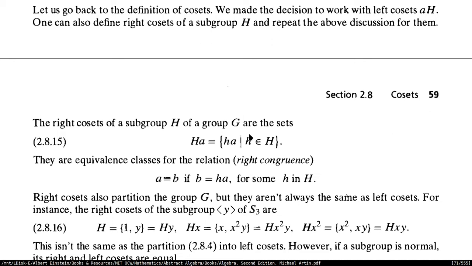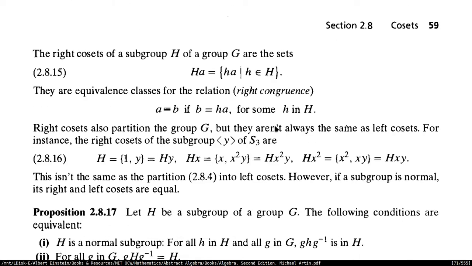Okay, so these are the right cosets. Then you have the equivalence relation, the congruence, as we had for the left cosets, except in the right direction. So a is congruent to b if b can be represented as ha. So you have the multiplication on the right side. Right.